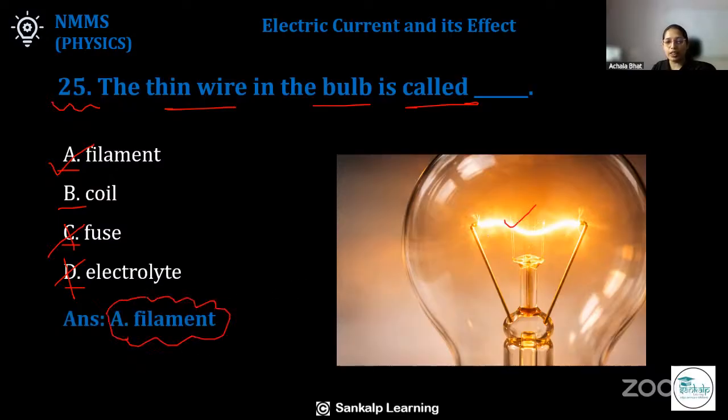Filament is the correct option. Coil is wrong. This is called filament. Usually an incandescent bulb has a tungsten filament, which produces a large amount of heat. Thus, it glows. This is filament. Thank you.